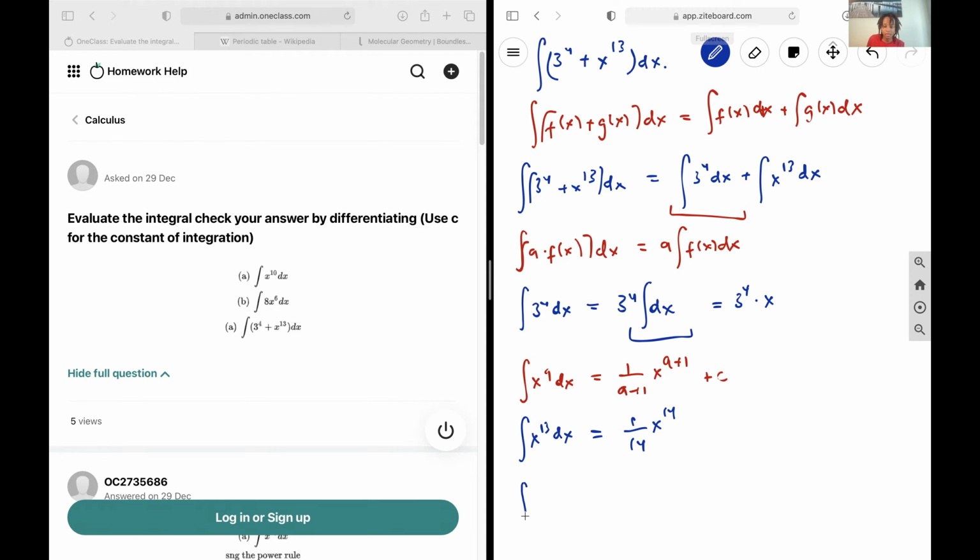And so that means that the integral of 3 to the power of 4 plus x to the power of 13 dx is going to be equal to this, which we have found is 3 to the power of 4 multiplied by x plus the integral of x to the power of 13, which we found here. And then lastly, the plus c, because it's an unbounded integral. You can write out the 3 to the power of 4 at the end if you'd like, or leave it like that.